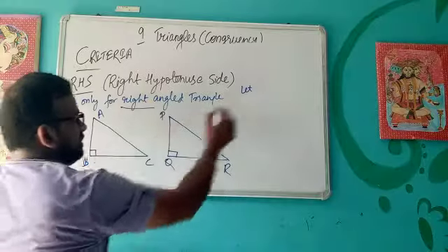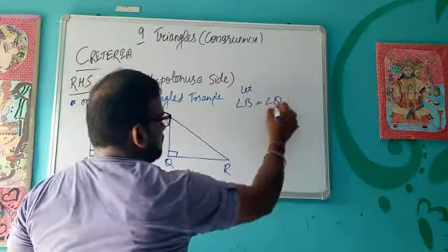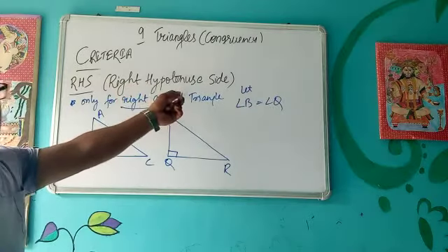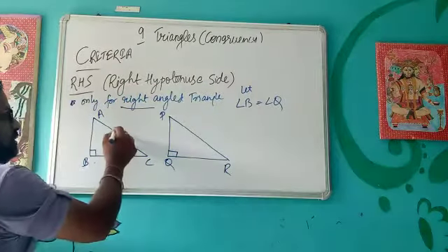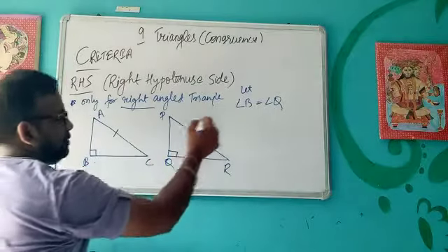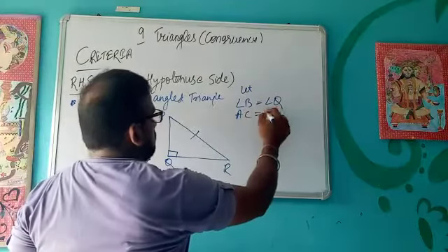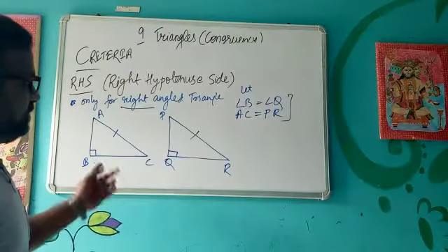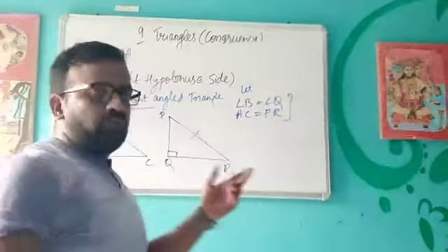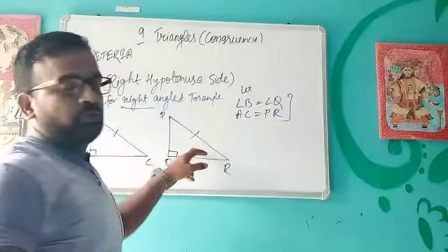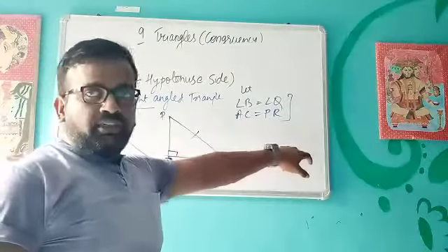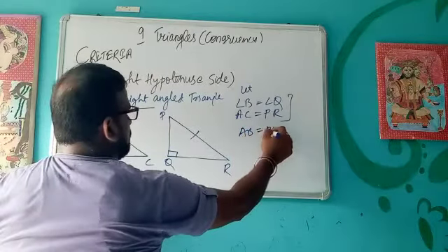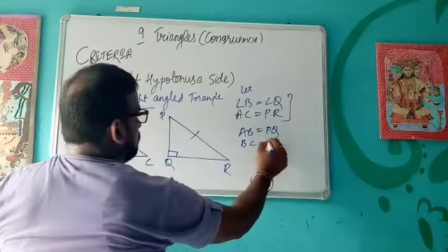Right angle, that means angle B is equal to angle Q. Then what is the hypotenuse? That means what is the hypotenuse of this? AC, and the hypotenuse of PQR is PR. AC equals PR. Okay, so these two should be there. That means right angles are always equal to each other, but their hypotenuse also should be the same. If these two conditions are there, now what two pairs are left? Pairs left are AB equal to PQ or BC equal to QR.